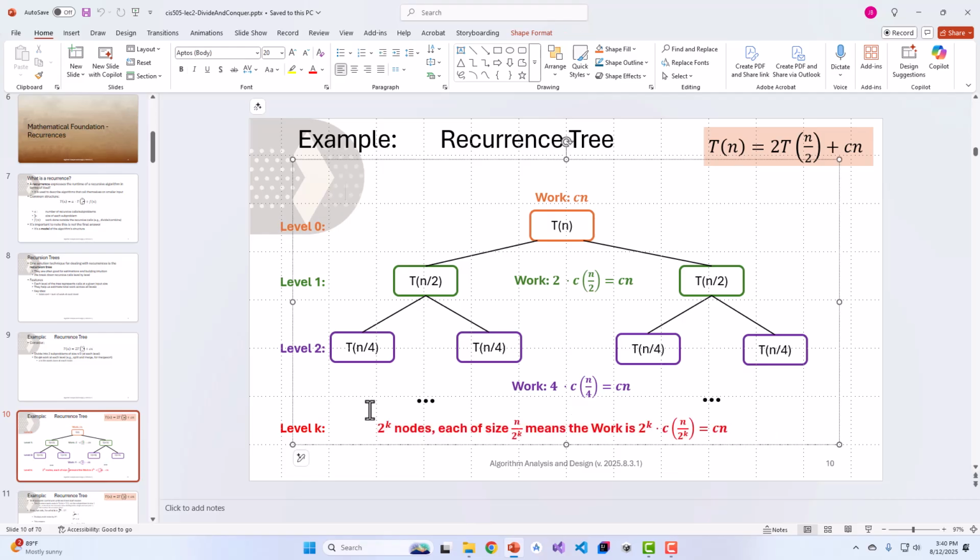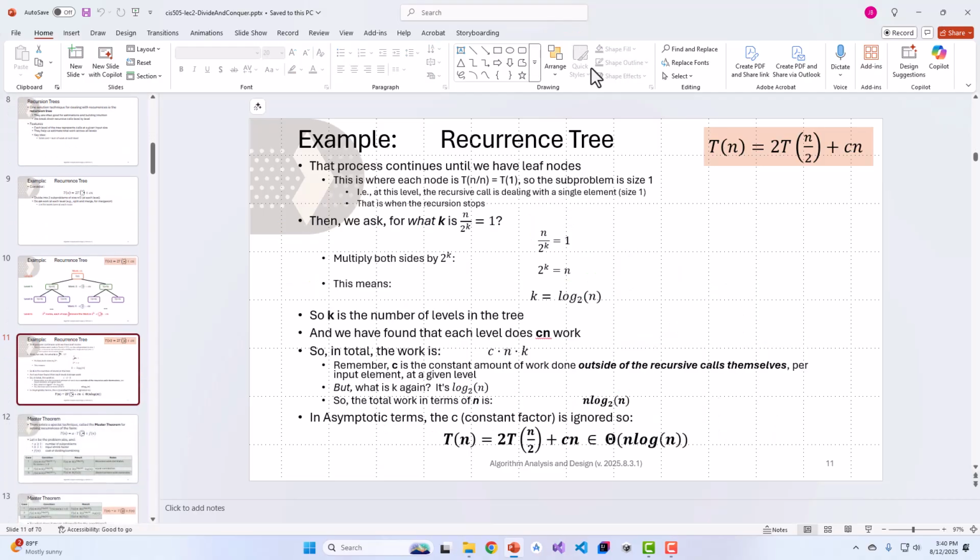So if there's 2 to the k nodes at a given level, each has size n over 2 to the power k. That means that the work is what? 2 to the k times c of n over 2 to the k, right? Or c times n over 2 to the power k. The 2 to the k and the 2 to the k cancel, and you again end up with c times n. So every single level is c times n. That process continues until we have leaf nodes. This is where each node is at T of n over n, right? We've got n nodes at the bottom.